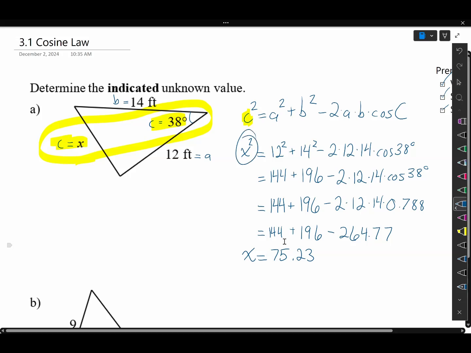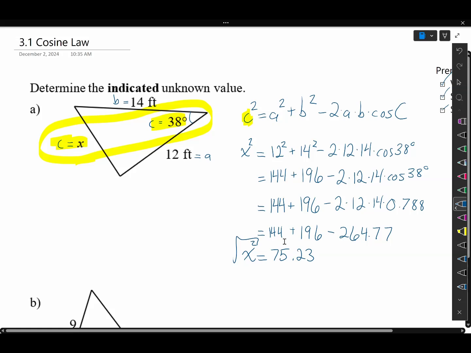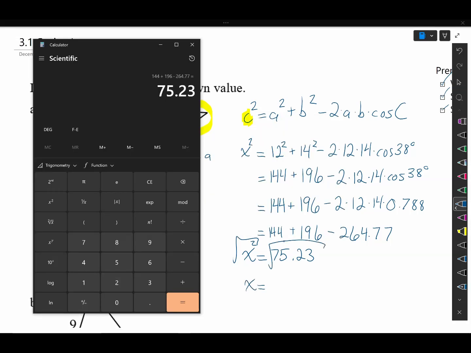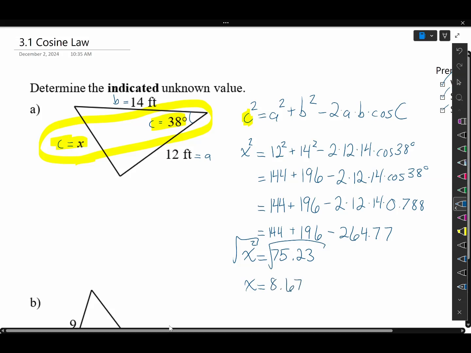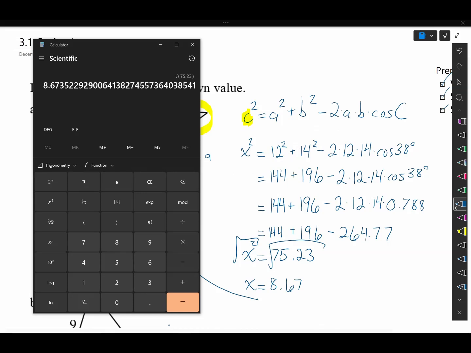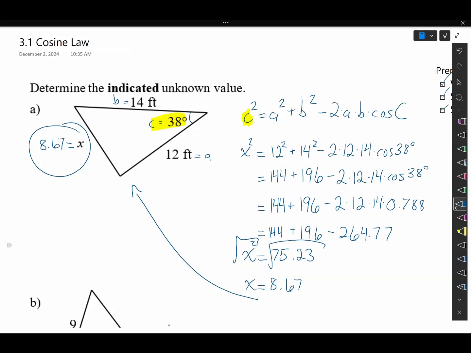Remember, it was not x we were working with here, it was x squared. So now I'll need to square root both sides to get x on its own. And I'm working with x equals the square root of 75.23. That is 8.67. This value seems a little bit more in line with the values that I was working with over here. 8.67. Fantastic work. That's how you use your cosine law to find an unknown side length.